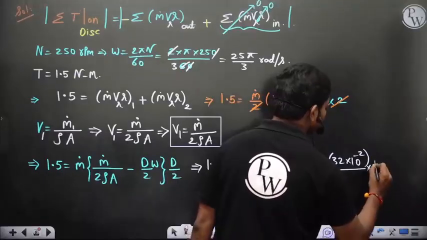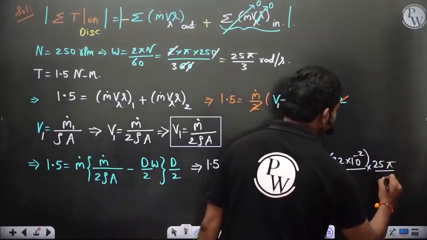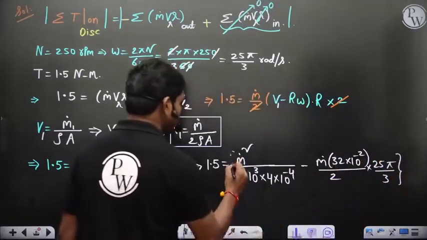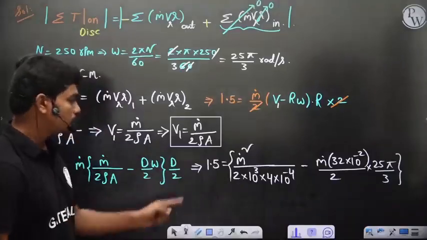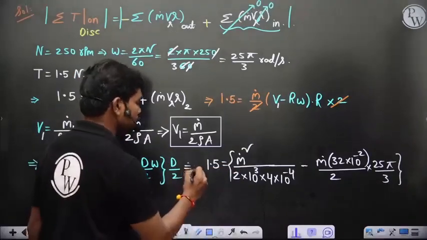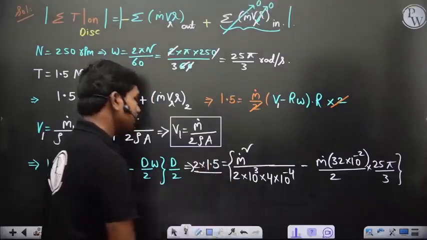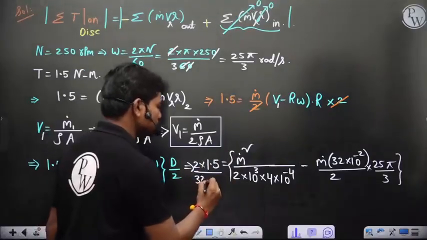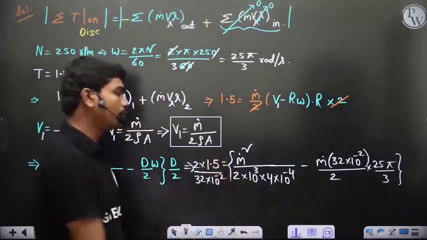So what is omega? 25 pi by 3. So this complete value into d by 2. So that d by 2 I am bringing it here. So 2 by d is what I can write. So 2 by this d, diameter is 32 centimeters. So 32 into 10 to the power minus 2. So this is the equation.